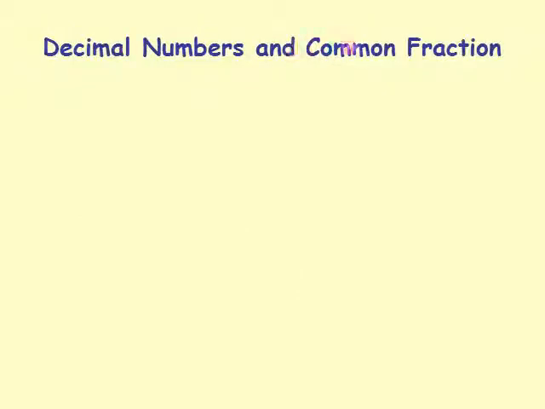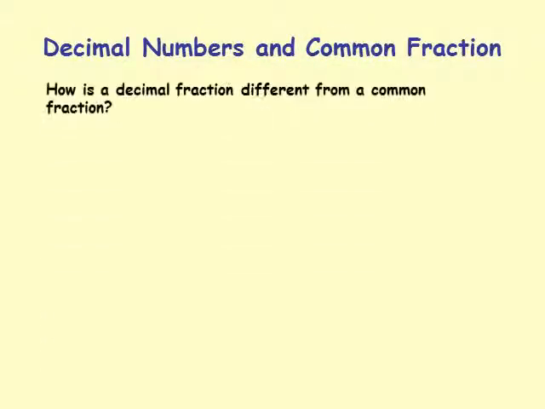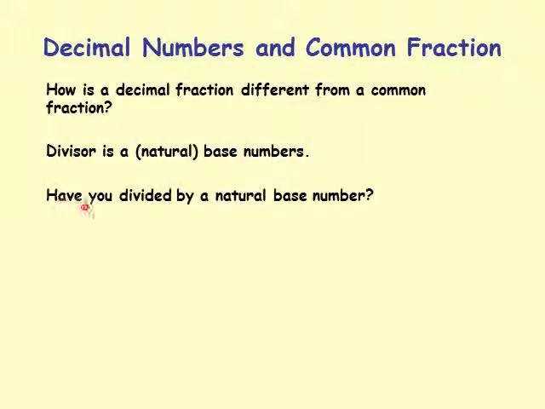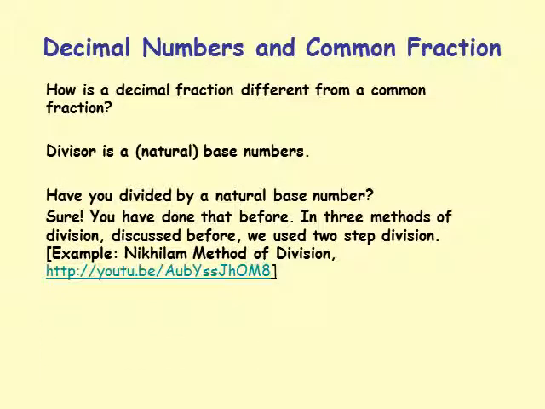Decimal numbers and common fractions. Let's try to compare them. How is a decimal fraction different from a common fraction? The divisor is a natural base number. That's what we studied in the previous slide. Have you divided by a natural base number? So we would have to divide by a natural base number. In a fraction we were dividing by the divisor. Here the divisor is a natural base number. Sure, you have done that before.